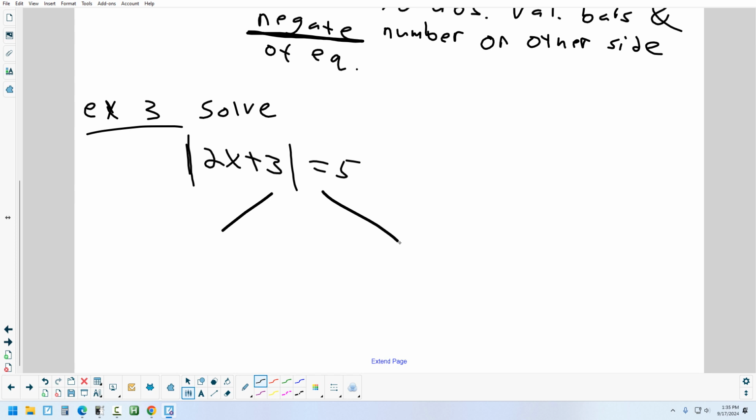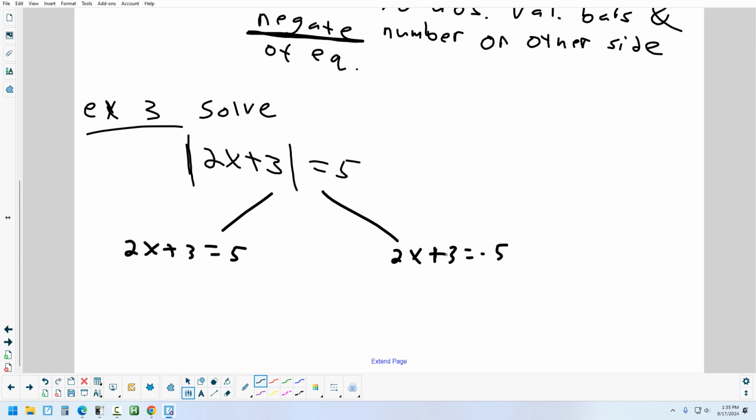Anyone think they could tell me the first equation that would split up into? Yep. 2x plus 3 equals 5. Perfect. Now you could solve it right now, but I like to just set the other one up first. 2x plus 3 equals negative 5. Yep.